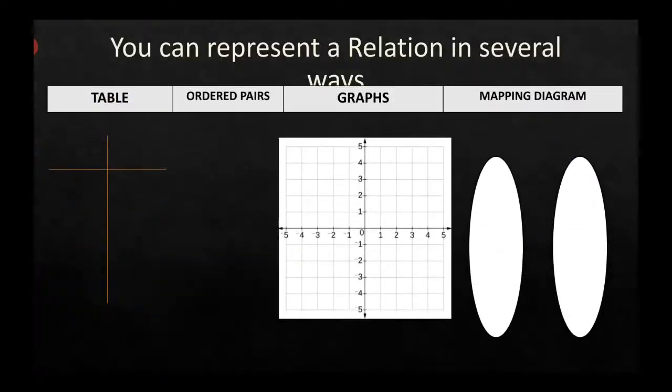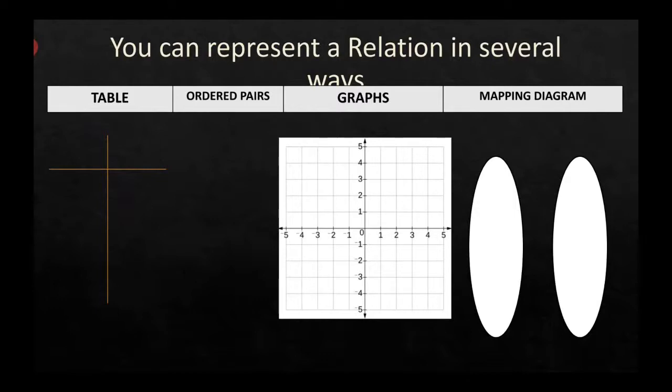Now, we can represent a relation in several ways. So we have table, ordered pairs, graphs, and mapping diagram. So a table of values is just a graphic organizer or chart that will help us to determine two or more points that can be used to create your own graph. So before we graph or plot points, we usually need to construct a table of values.